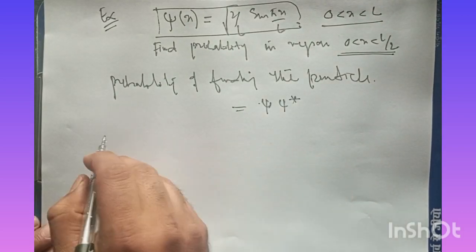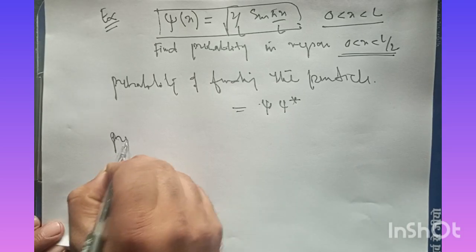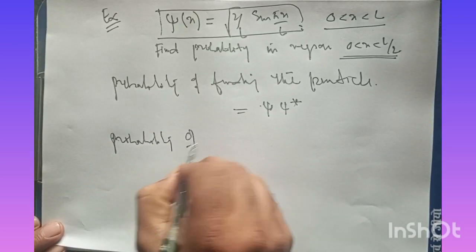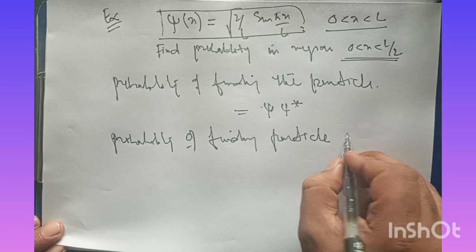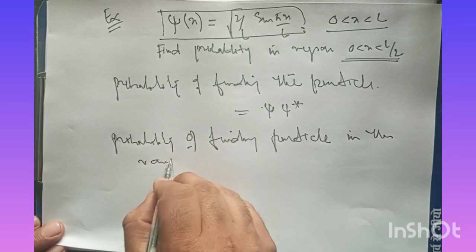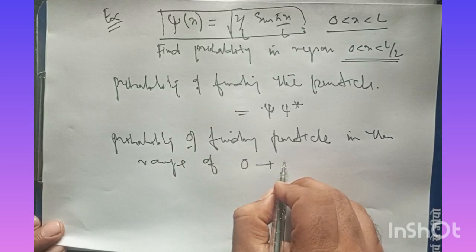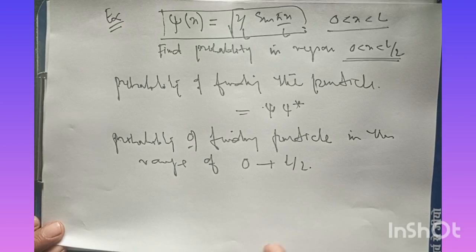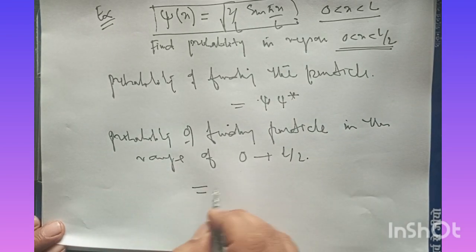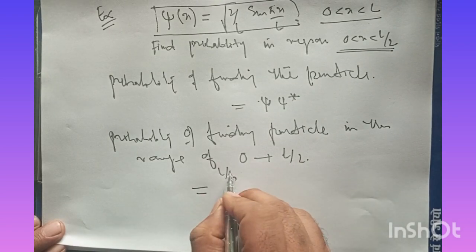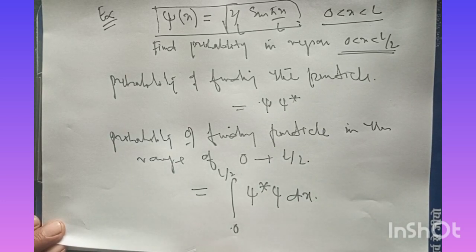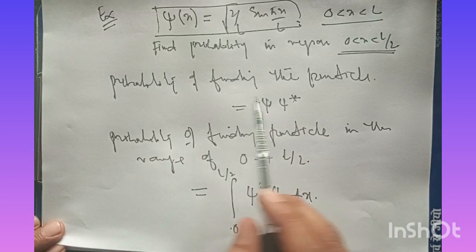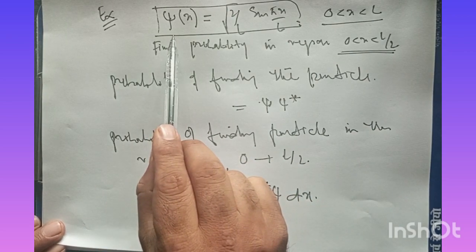what we will have is what I will call probability of finding the particle in the range of 0 to L by 2. That's what it means. So that probability will be simply the integral from 0 to L by 2 of psi star psi dx. That should be the case here. We have to find the probability of finding the particle whose normalized wave function is given by this equation.